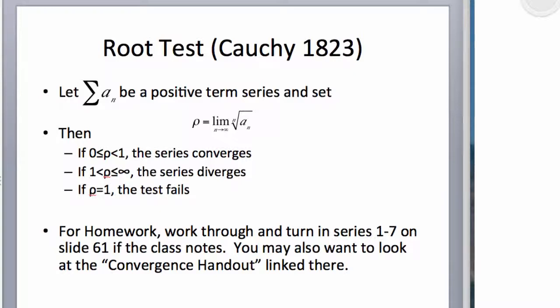So what we do for the root test, if we have a series, is look at the limit as n goes to infinity of the nth root of a sub n. And we have the same sort of things. If this root is between 0 and 1, then the series converges. If it's bigger than 1, then the series diverges. And if it's equal to 1, then the test fails.